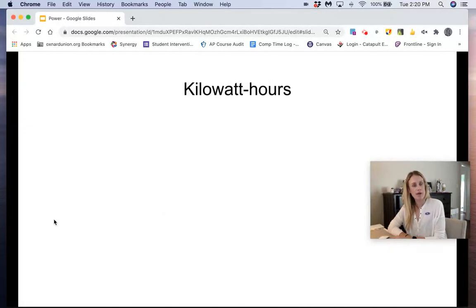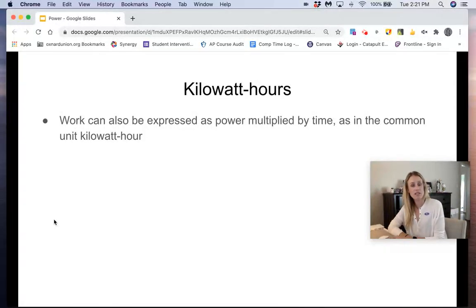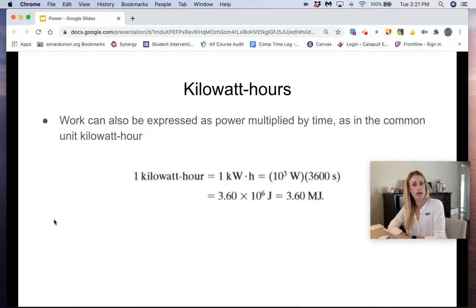Now, kilowatt hours might be something that you've heard of before as well. This is actually a unit of work. So work can be expressed as power multiplied by time if you look at that power equation. And so we sometimes use that unit kilowatt hour because, of course, watts is a unit for power, and then power times time will be our work. So 1 kilowatt hour is equal to 3.6 times 10 to the 6 joules, or 3.6 megajoules.